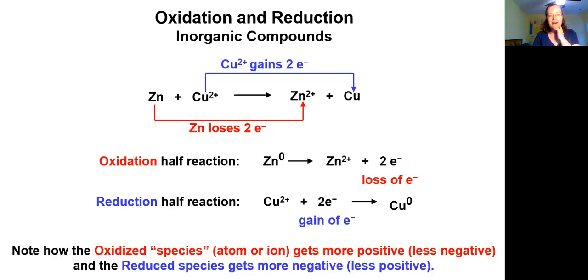Note how the oxidized species, it could be a neutral atom like in the case of zinc, or my species could be an ion, like the copper 2+ ion. The oxidized species gets more positive. When they lose electrons, they become less negative. The reduced species, which in this case was the copper 2+ ion, got more negative when it gained electrons. It's less positive now. It went from +2 down to 0.